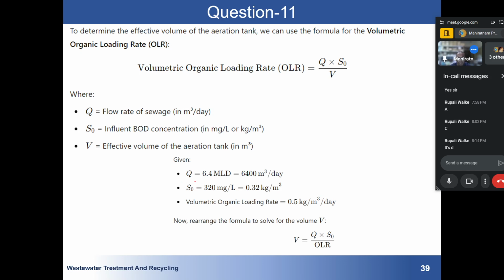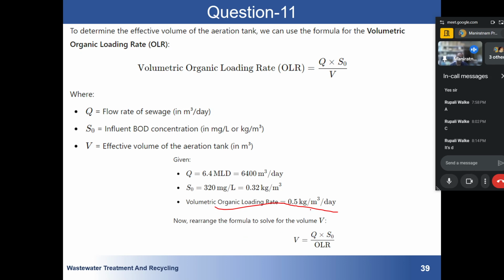In your question we have already been given Q equal to 6.4 MLD. We can always convert MLD, million liter, which is 10 to the power 6 liter, and 10 to the power 3 liter is equal to 1 meter cube. So I have multiplied 1000 with 6.4, and that is 6400 meter cube per day. S naught is 320 milligram per liter, and we have converted milligram to kg and liter to meter cube. Kg is 10 to the power minus 6, meter cube is 10 to the power minus 3. So putting in all the values, it is 3.2, and the organic loading rate is already given to you: 0.5 kg per meter cube per day.